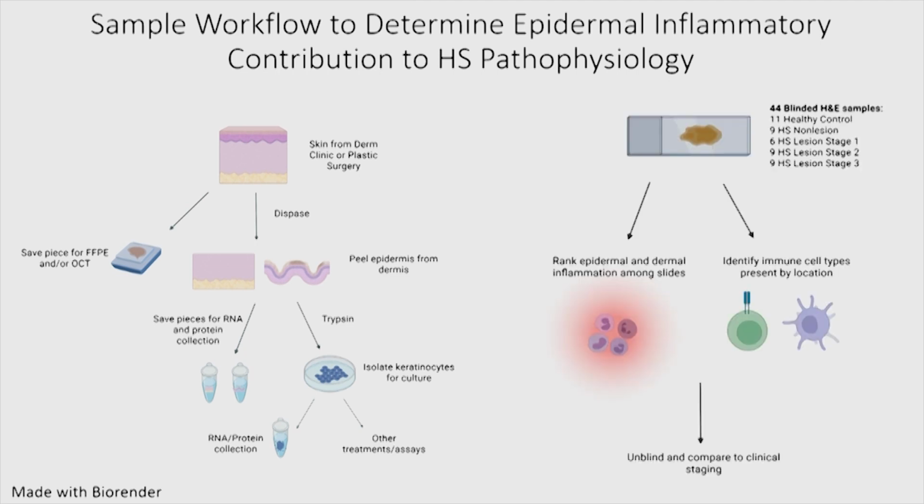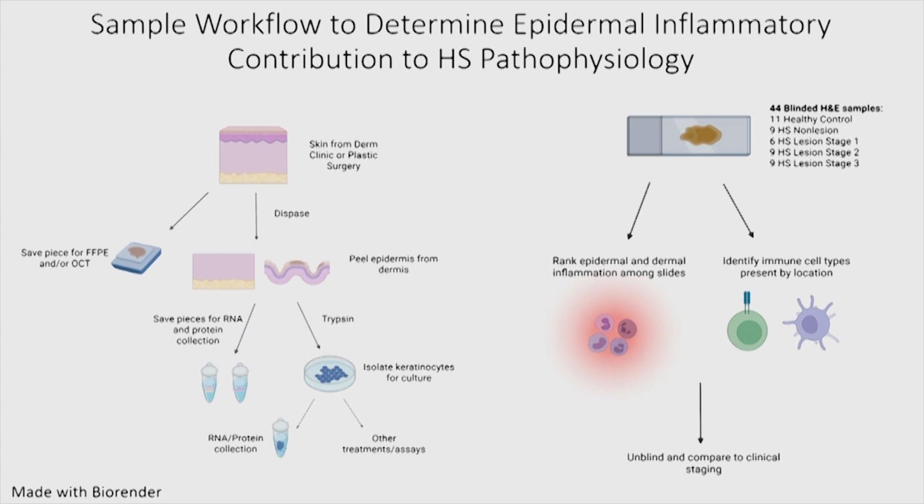But to start answering the question about the contribution of epidermal inflammatory activity, the first thing that we wanted to do was take some blinded H&E samples from healthy control patients, non-lesional skin from HS patients, as well as skin from all 3 of the different HS lesional stages. And we had a dermatopathologist rank the epidermal and dermal inflammation separately on these samples, as well as help us to start identifying some of the immune cell types present by the location, either epidermis or dermis. And then we took the ranking for this and unblinded it and compared it to the clinical staging.